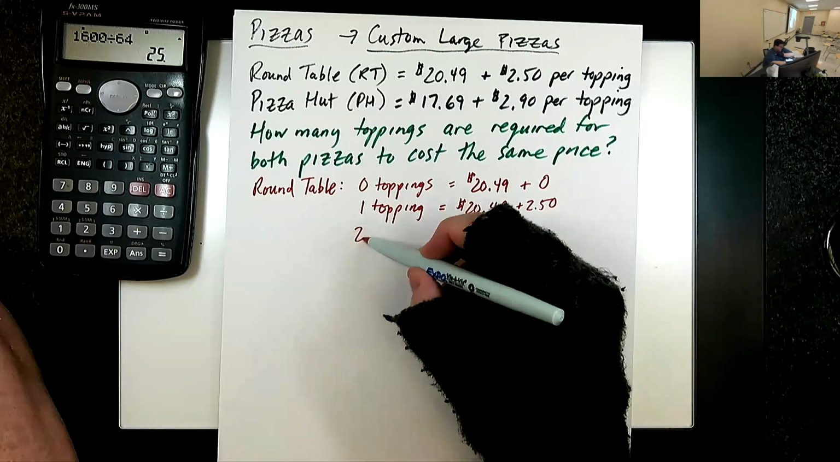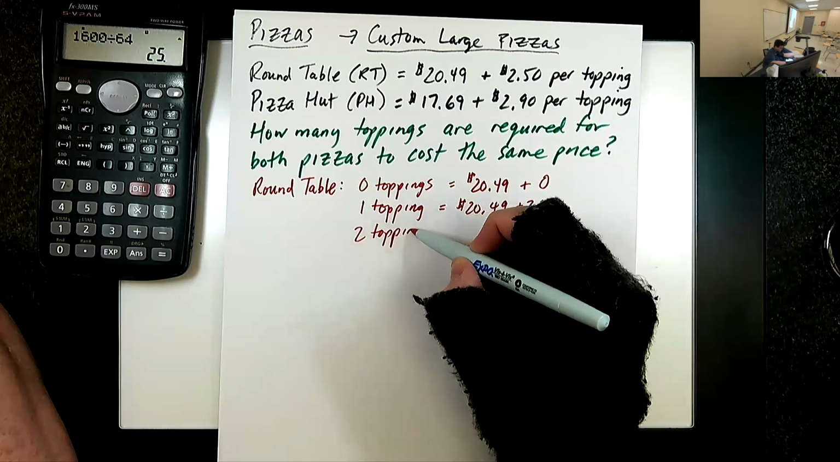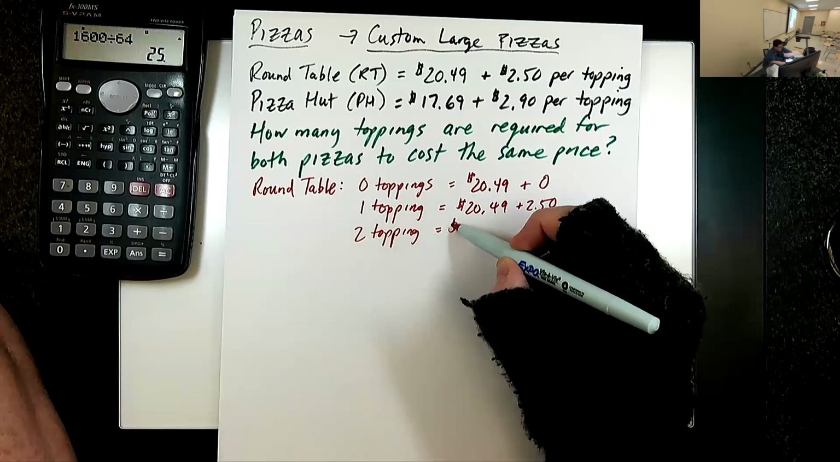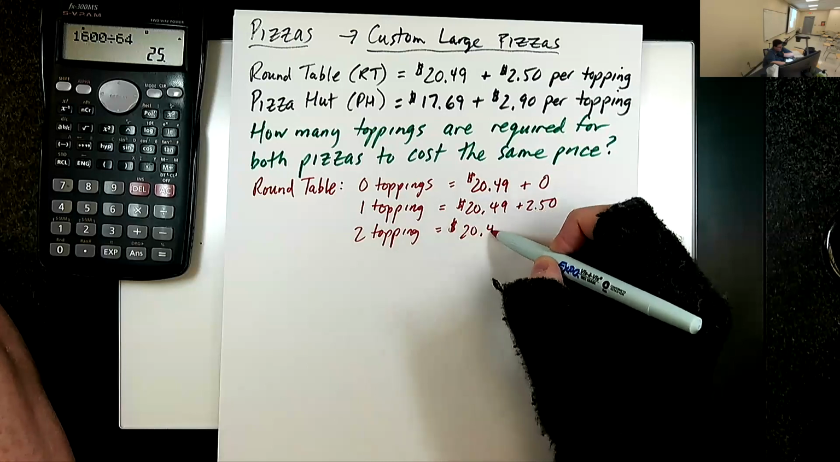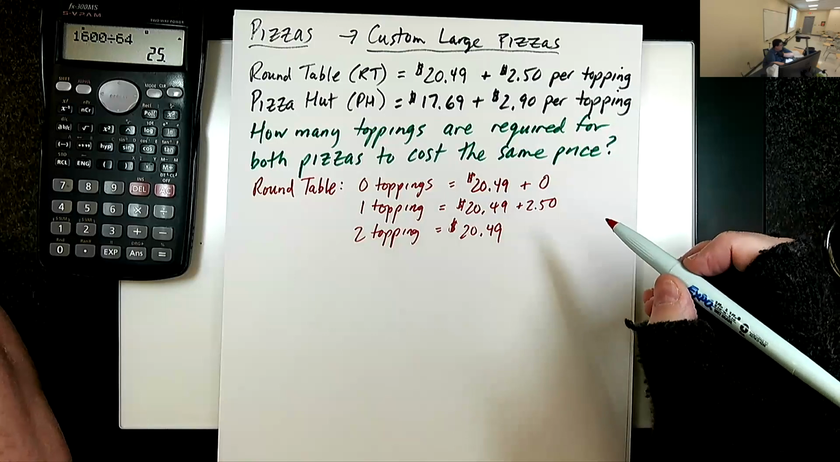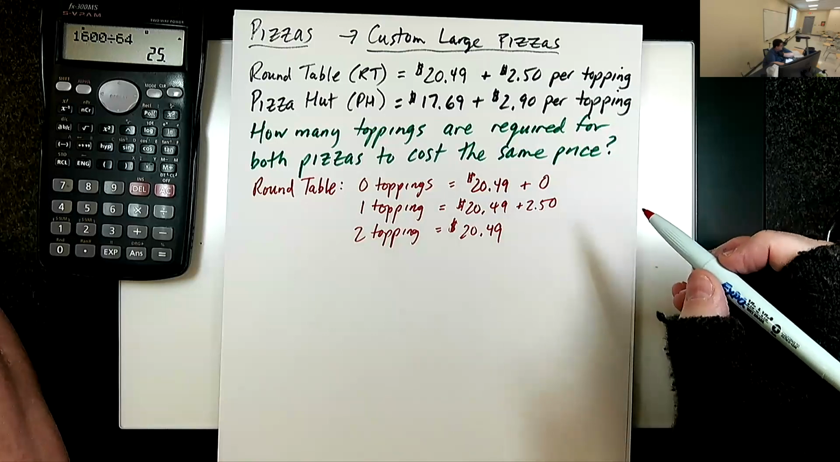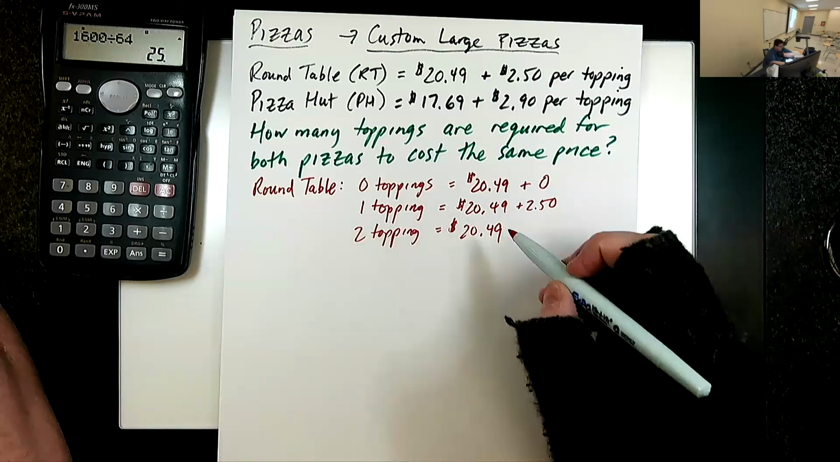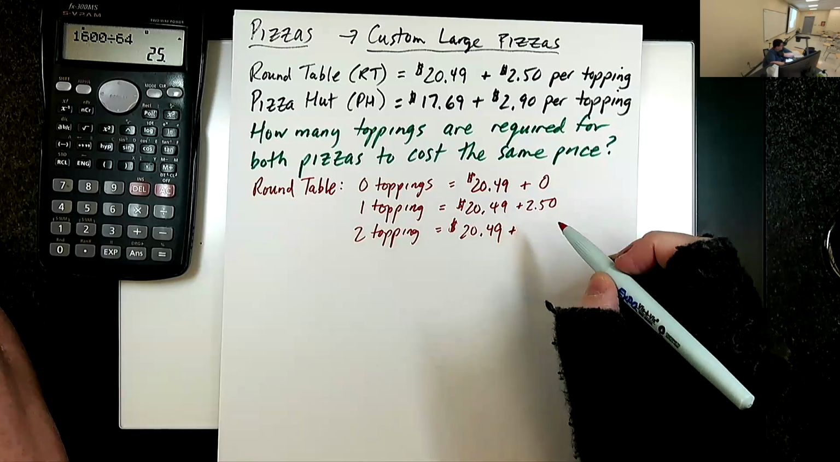At 2 toppings, I have to pay $20.49. Let's say a common combination is Canadian bacon and pineapple.